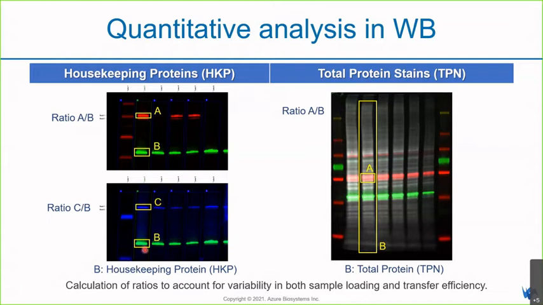So it's very simple. For total protein normalization, that is stained with total protein stains, it is no longer using a single band, like B over here, as a normalization denominator. Instead, you're using multiple bands in each lane to normalize against your target protein. So the difference is quite clear over here. You have one band versus many bands.